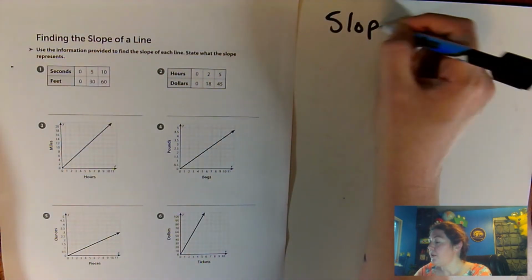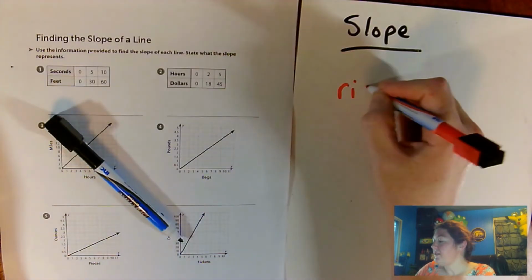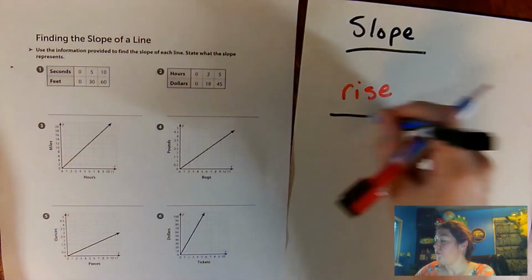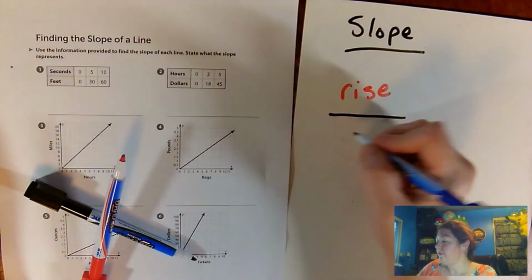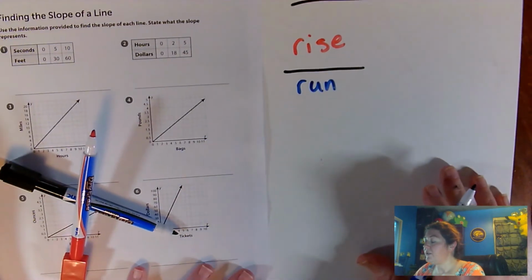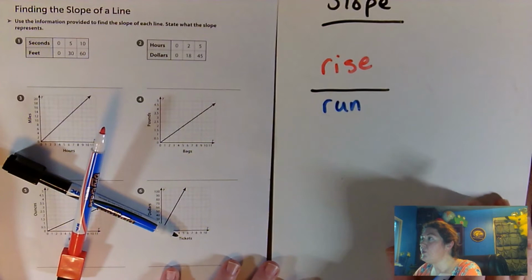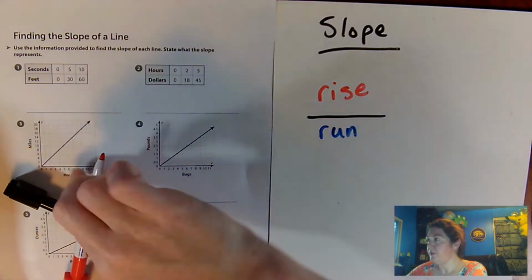Slope is rise over run, and the variable, the letter, the coordinate that we use to remember rise is y.